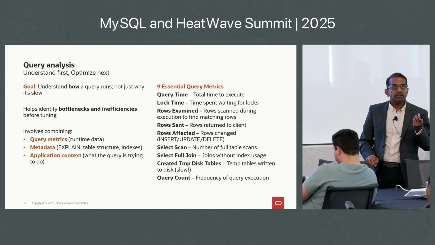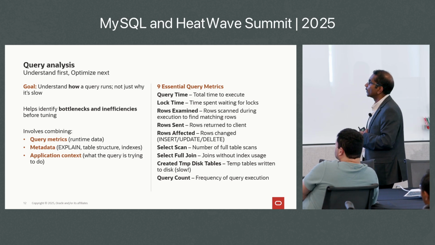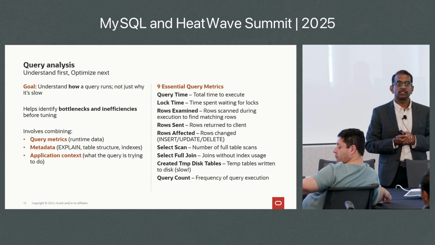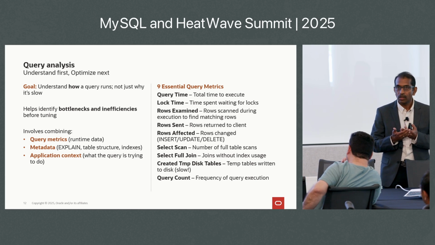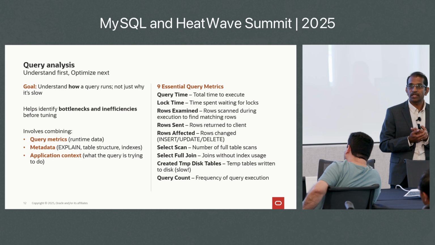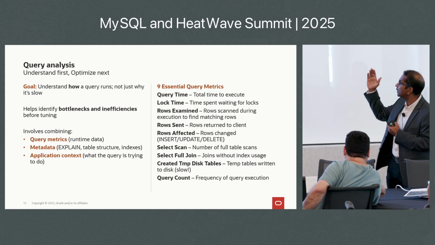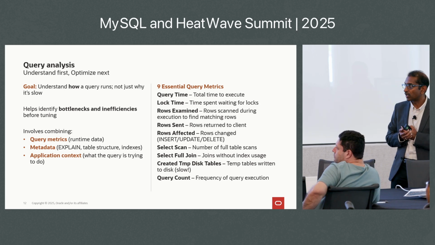So with that tool, now let's see what I can do for query analysis. The analysis part is to understand what actually has been run, and how we make sure that we understand the slowness in the query itself. So it involves certain metrics. For query metrics, there are 9 key or essential metrics that you need to be aware of.